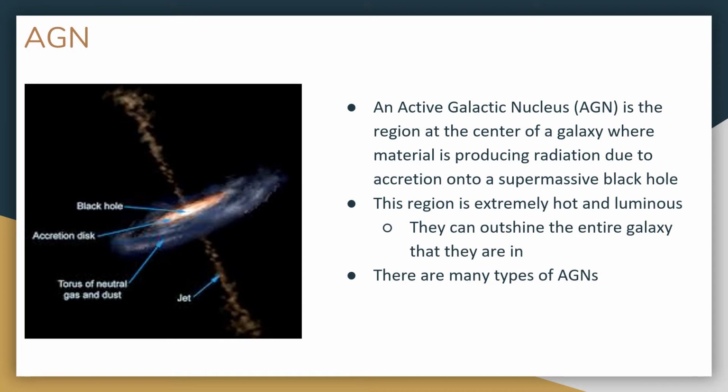An active galactic nucleus is the region at the center of a galaxy where material is producing radiation due to accretion onto a supermassive black hole. A black hole becomes active when matter falls onto it in the form of a disk around it. AGNs can be so bright that they outshine the entire galaxy that they're in. There are many types of AGNs, such as blazars, quasars, Seyfert galaxies, etc., and what differentiates these from one another is the viewing angle of the observer.